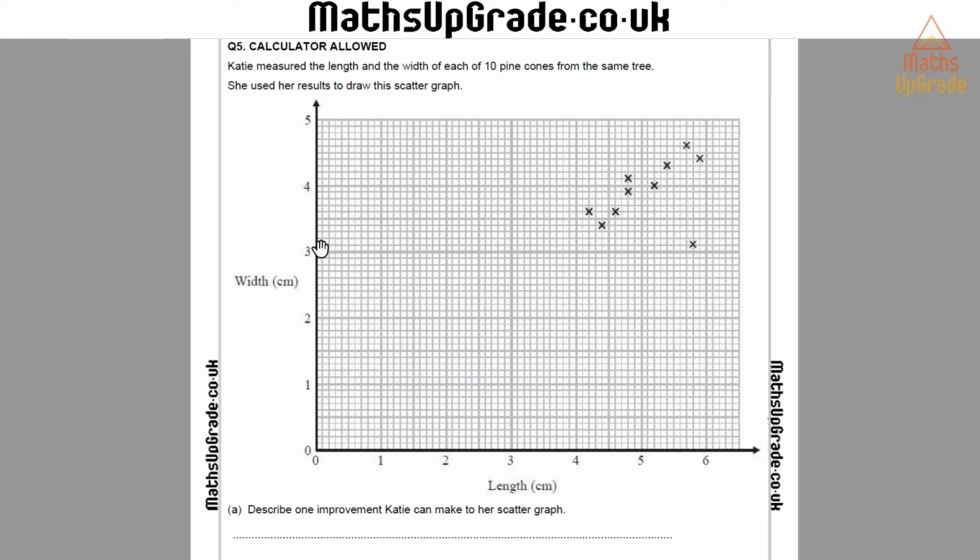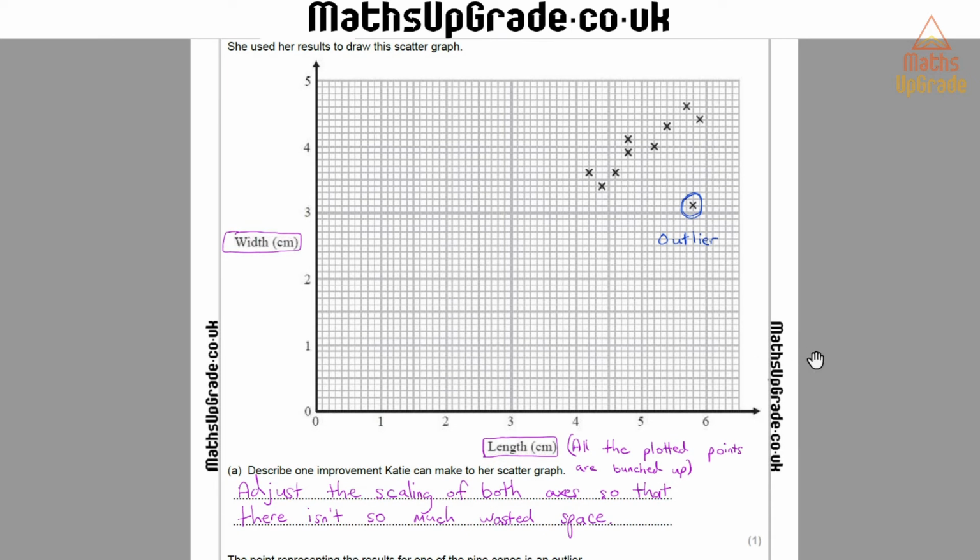So she could have started her axes from 3 on this vertical axis here, and she could have started with 4 on this horizontal axis here, and scaled it appropriately. So that's the answer that I've written here. There's a lot of wasted space in this part of the graph.